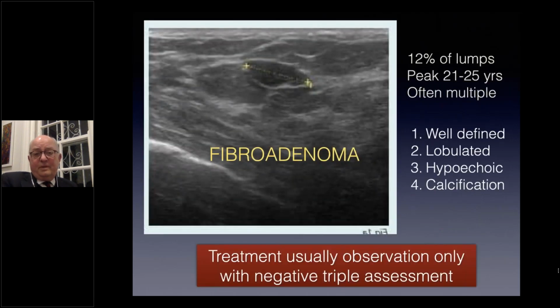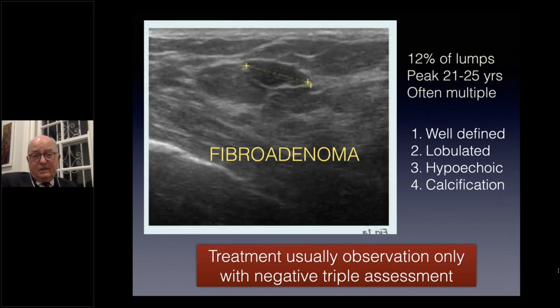Now, the most common benign lump, I guess, that we see is a fibroadenoma. And that makes up about 12% of the lumps in the breast. And it peaks in the early or mid-20s. And very often they're multiple.